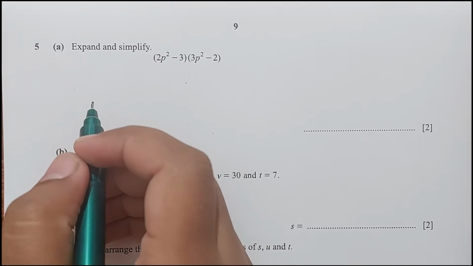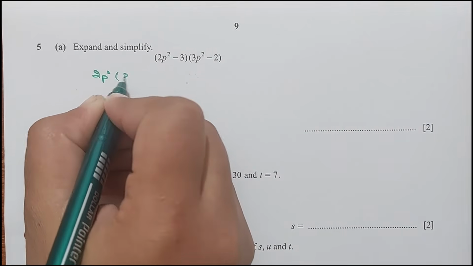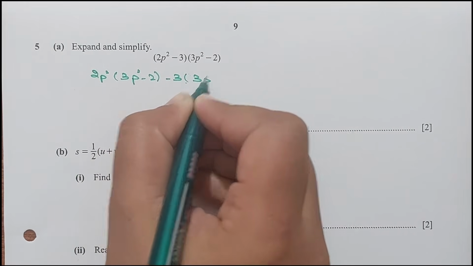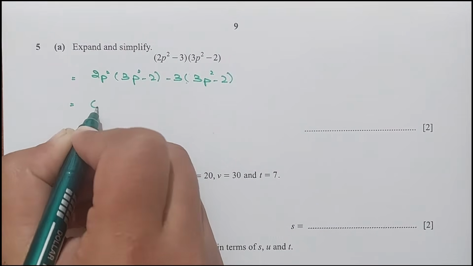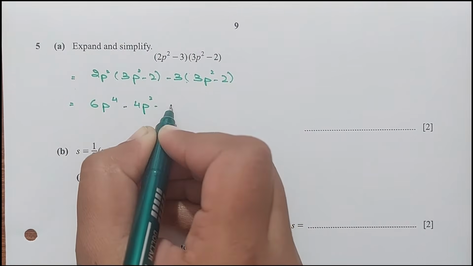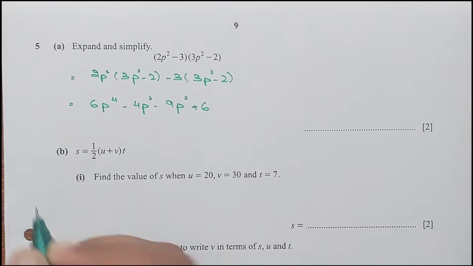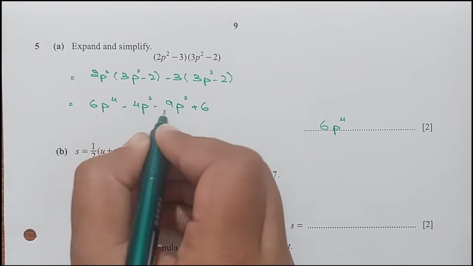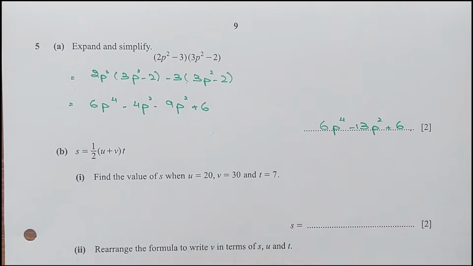Question number 5, part A, expand and simplify. So let me expand this first. 2p square with the bracket 3p square minus 2, and negative 3 is multiplying with the bracket 3p square minus 2, right? Let me expand it further. 2 times 3 would be 6p^4. 2 times 2 is 4p square, minus 3 times 3 is 9p square, and plus 3 times 2 would be 6. So this is 6p^4, and minus 9 minus 4 is minus 13p square, and plus 6.